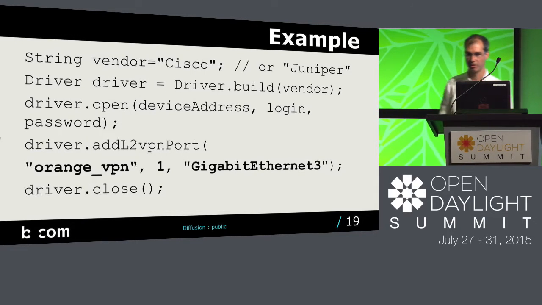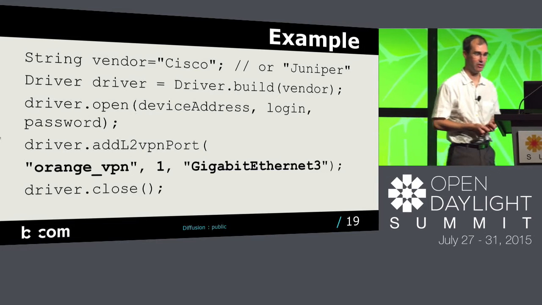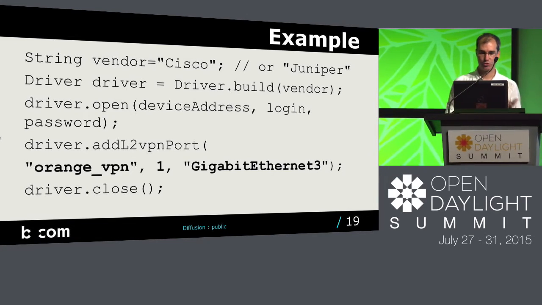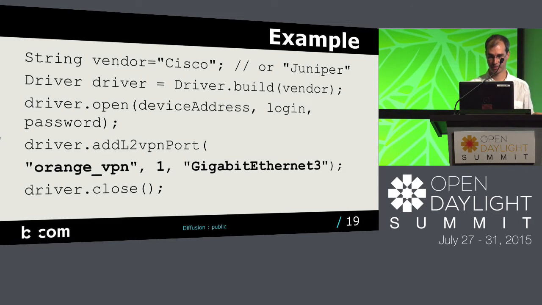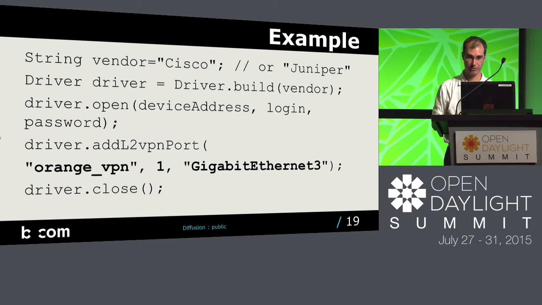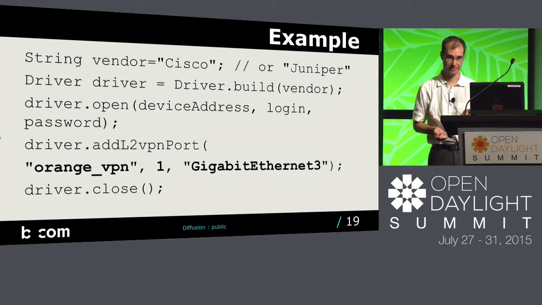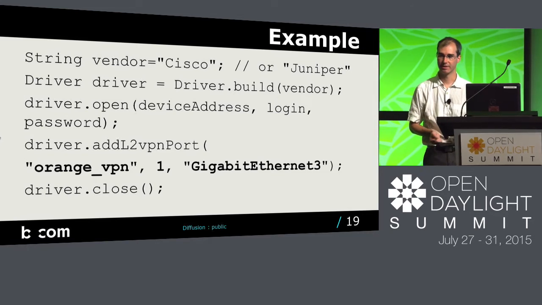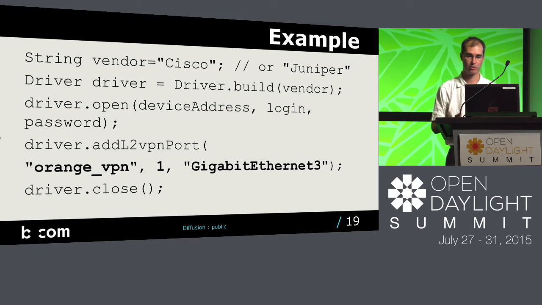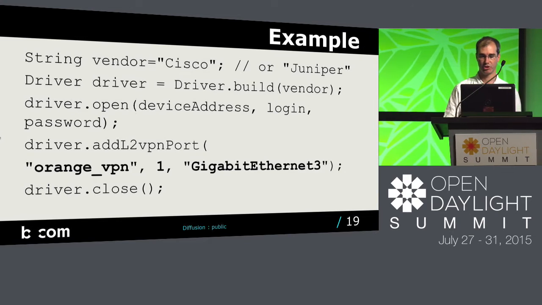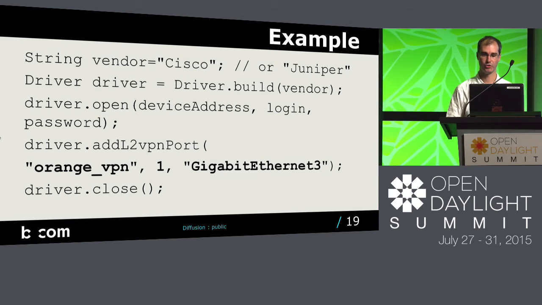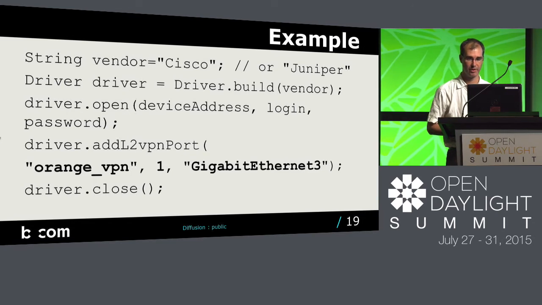So this is an example of how you use that driver. At first, you create a driver for a specific device. Then you open your driver, and this establishes the connection with the network device, and also authenticates with the device. And then you can call the generic add L2 VPN port method, which will add port gigabit Ethernet 3 to the VPN, which is labeled Orange VPN, and which is VPN number 1. And when you're done, you can close the driver and close the connection with the device.